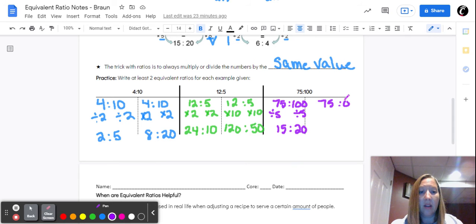Another one, if I divide these both by 25, 25 is also a factor of 75 and 100. So 75 divided by 25 is 3, and 100 divided by 25 is 4. So 3 to 4 is also an equivalent ratio to 75 to 100.